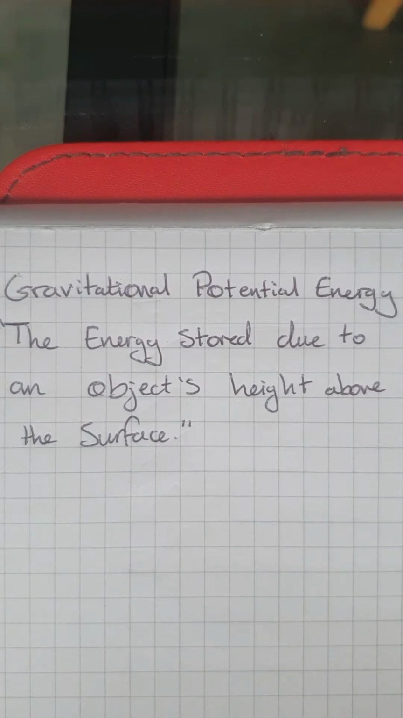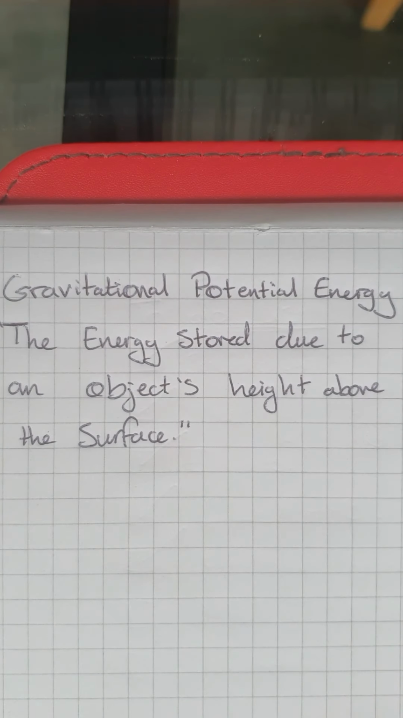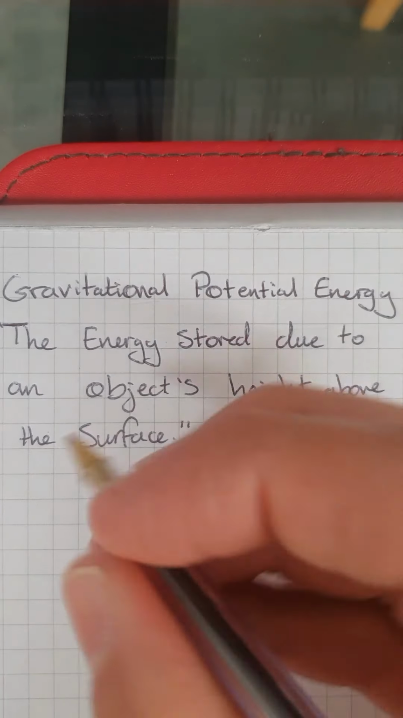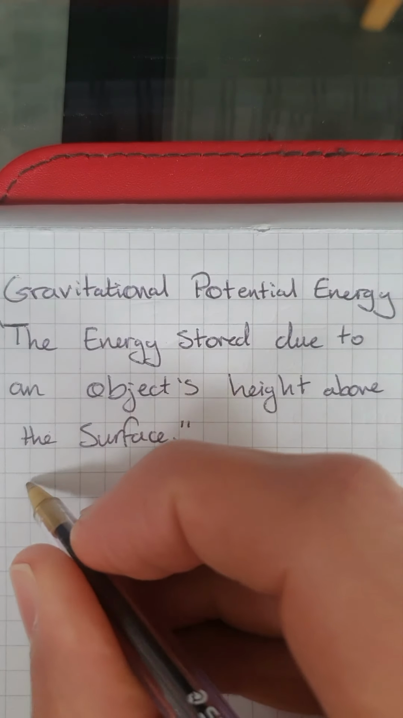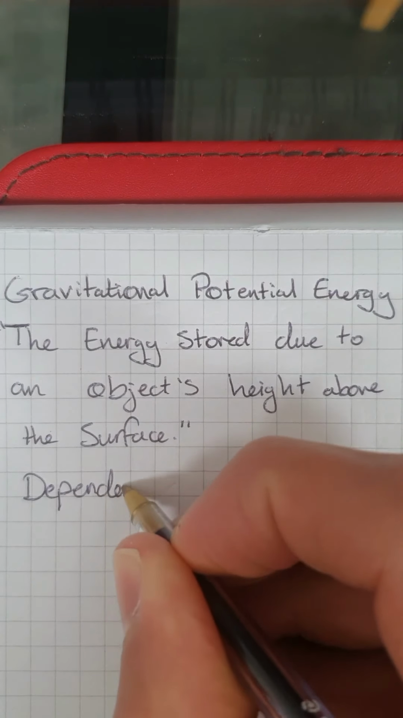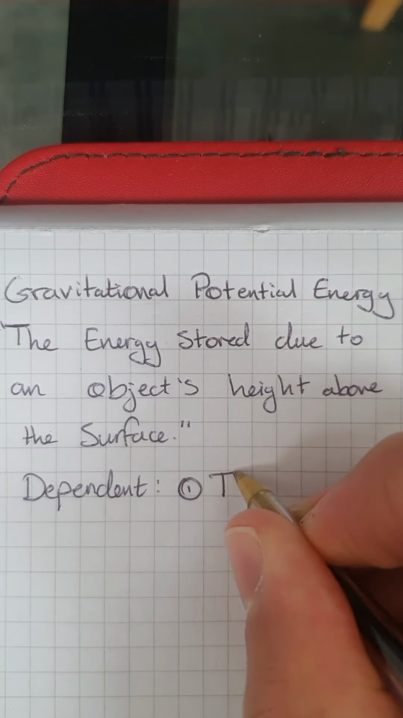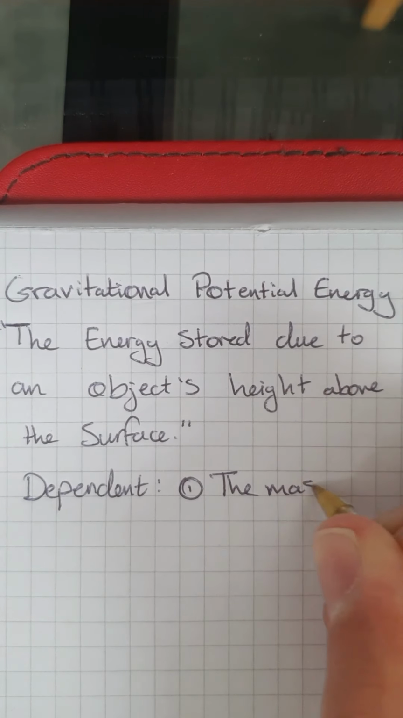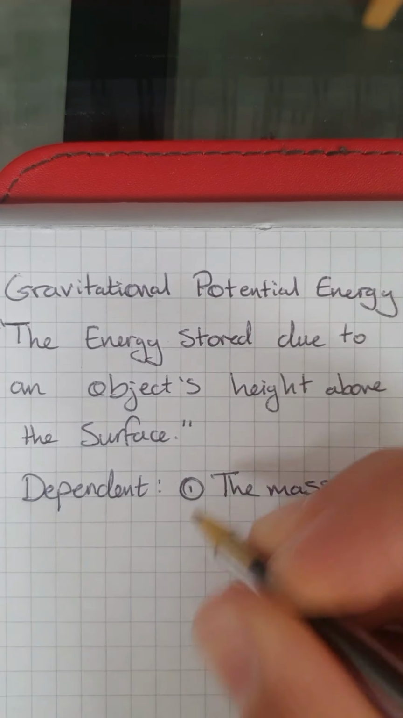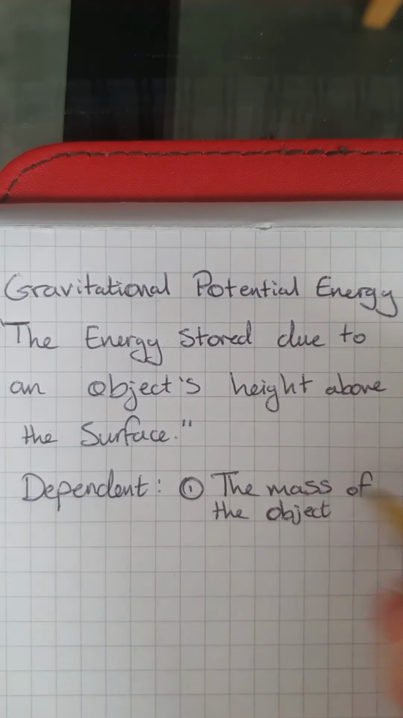For this to happen, you need that gravitational field. The heavier an object is, so the greater its mass, the more particles that are in it, the bigger the gravitational potential energy. Okay, so gravitational potential energy is dependent on two things. One, the mass of the object. And two, the height above the surface of the object.